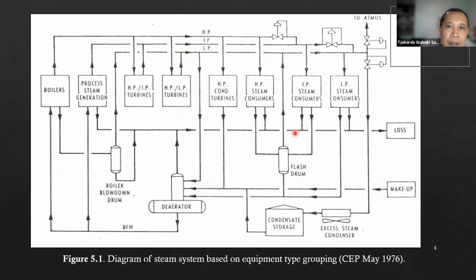Okay, now let me repeat this in Indonesian, just to make it clear for you guys. Ya, jadi kalau kita lihat dari kiri ke kanan, ini adalah pembangkit uapnya. Ada dua sistem pembangkitan uap, yaitu boiler dan proses steam generation. Boiler kan sudah tahu ya. Yang sebelah kanannya ini adalah pembangkitan steam menggunakan excess heat, menggunakan panas yang terbuang dari proses. We also call it waste heat boilers.